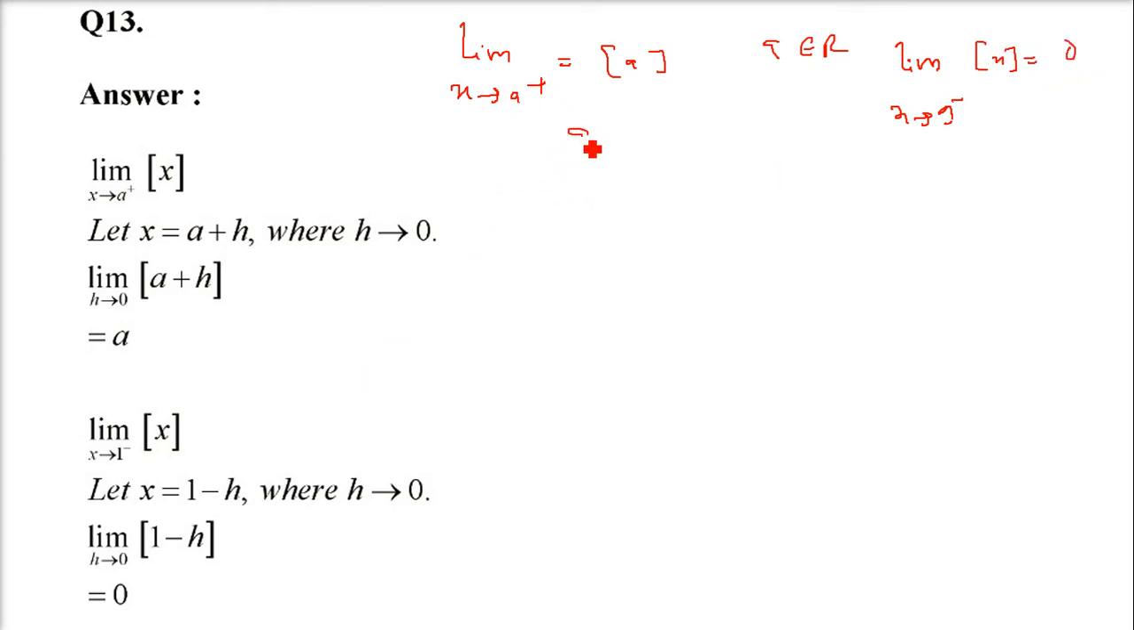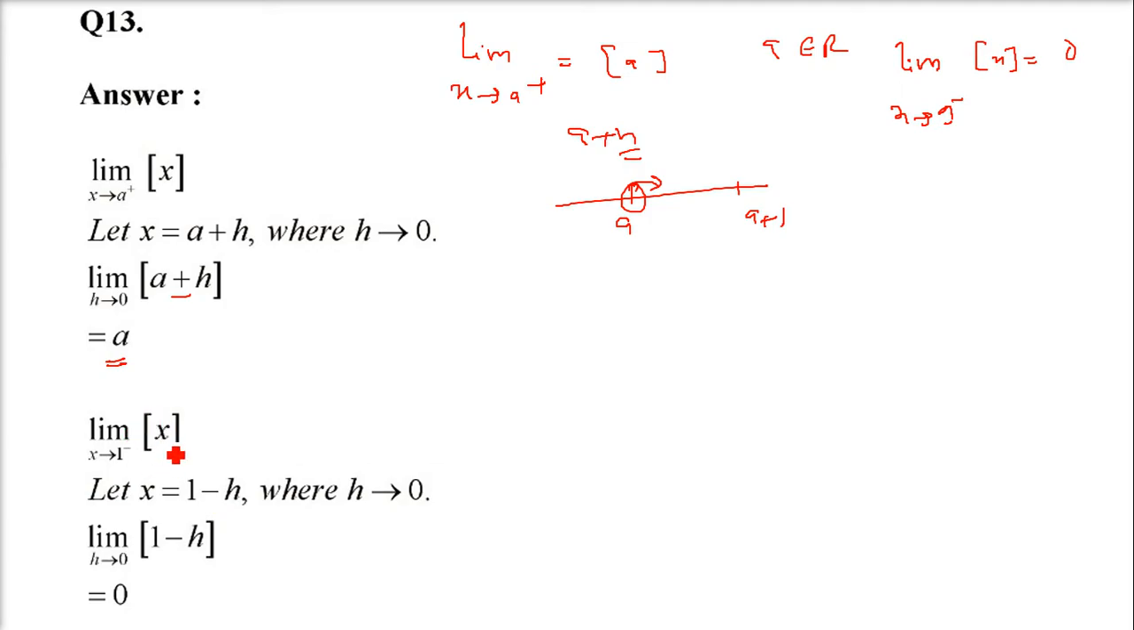Now a plus means you have to do a plus h. What is the function? The function is the greatest integer function. For a plus h, you just put a plus h. Now a plus h simply means a is an integer and a plus 1 is the other integer. Whatever you add to a, h is very small, so it will always be a. Like between 2 and 3, you add anything to 2, it will always be 2.